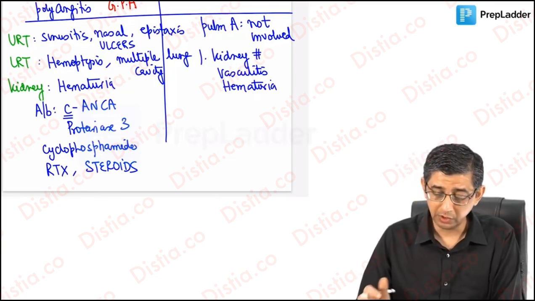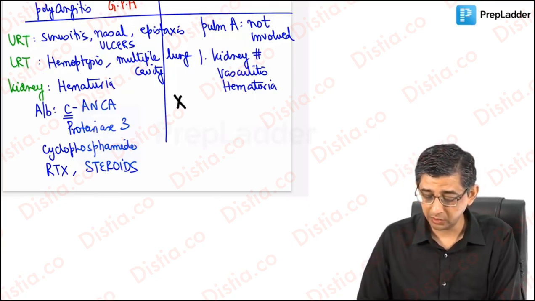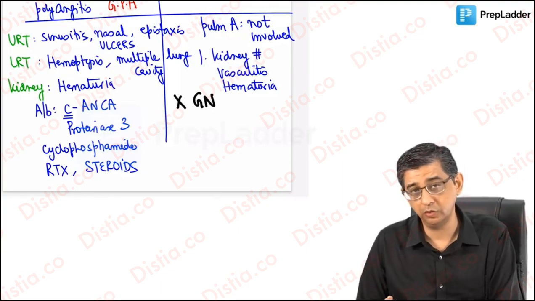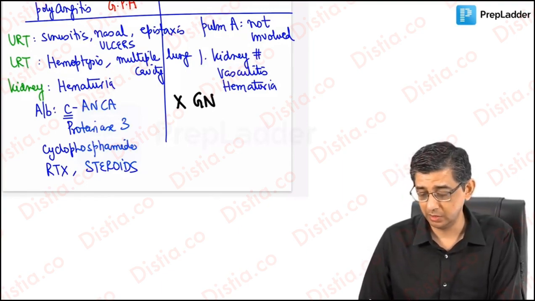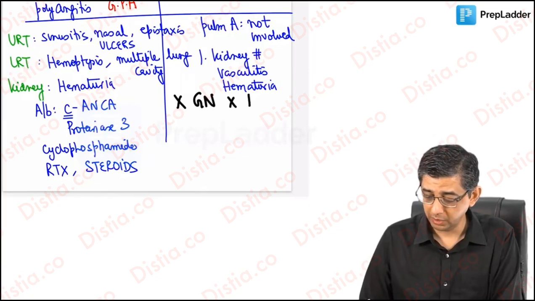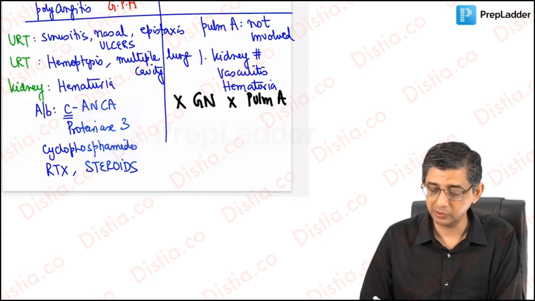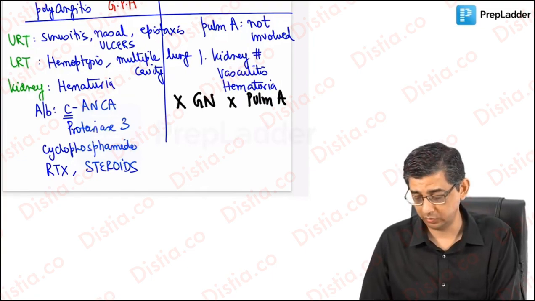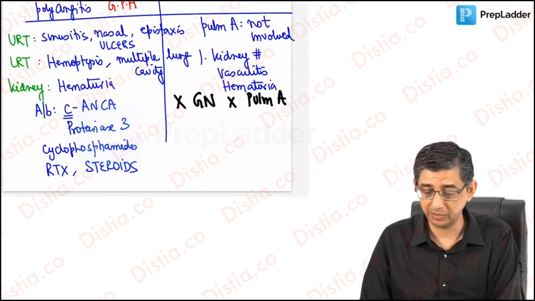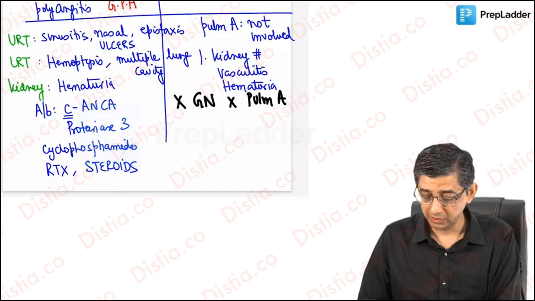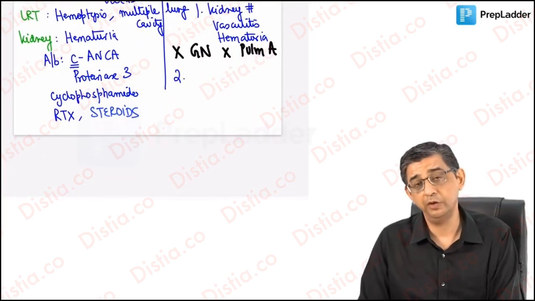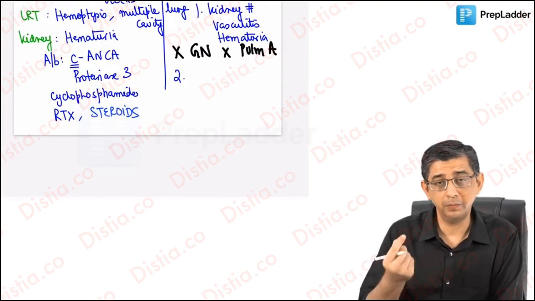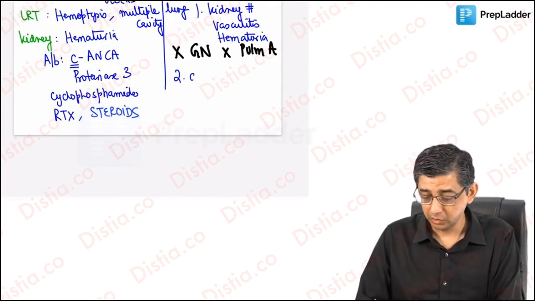So there are two things which are not seen in this condition. I'm just putting a crosshair to say glomerulonephritis is not seen with polyarteritis nodosa. Pulmonary artery involvement is not seen with respect to polyarteritis nodosa. So the crosshair means involvement is not present. The disease can cause necrotizing vasculitis that can affect the blood vessels supplying the tip of the fingers. So you will read about digital ulcers as well as digital gangrene.